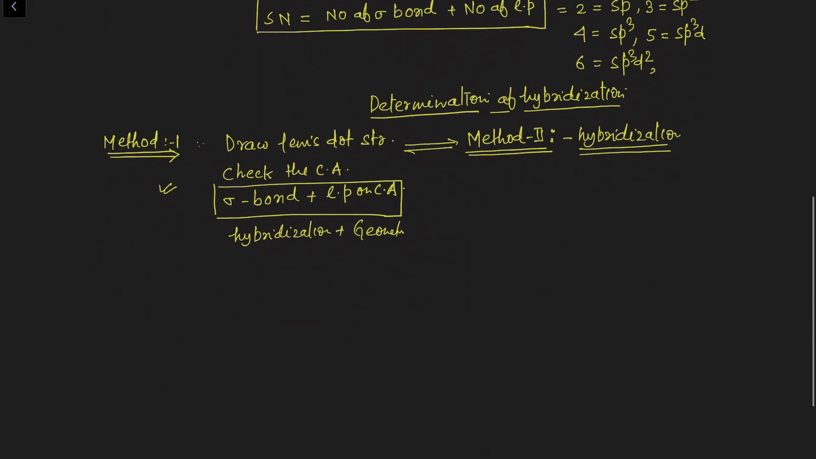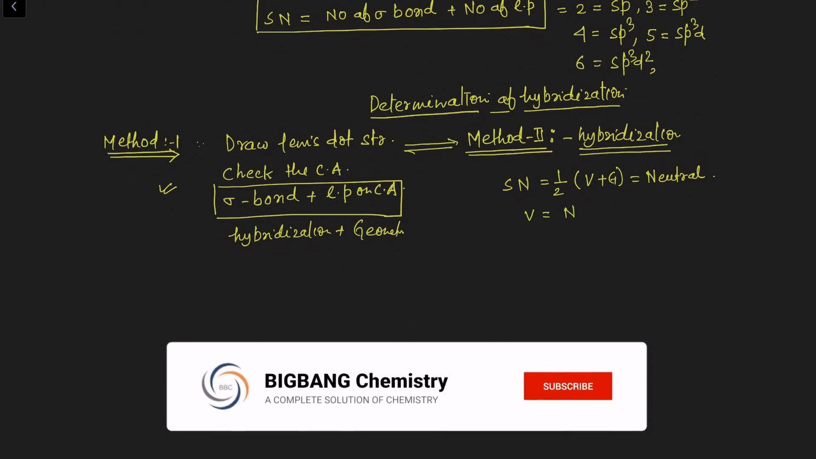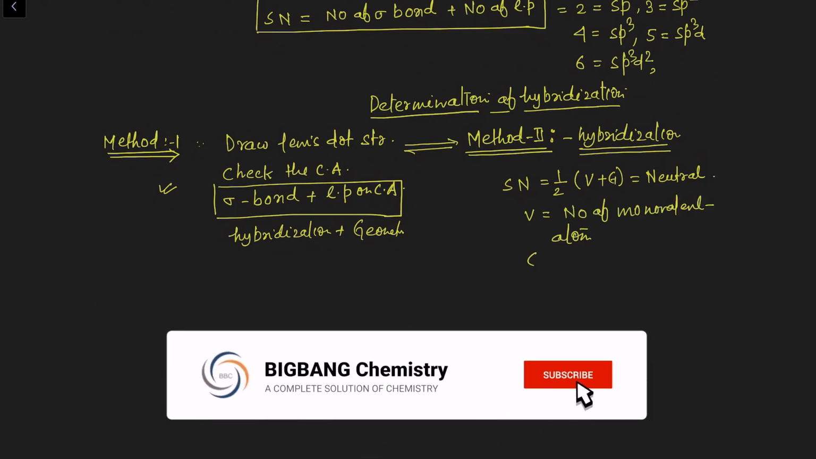If you want to calculate the steric number, so steric number is equal to 1 by 2 (V + G). This formula is for the neutral species. Here, what is V? V is the number of monovalent atoms. What is G? G is the valence electrons of the central atom.